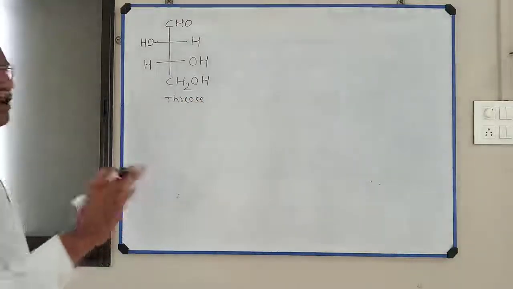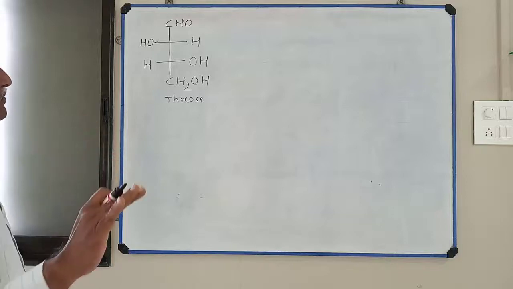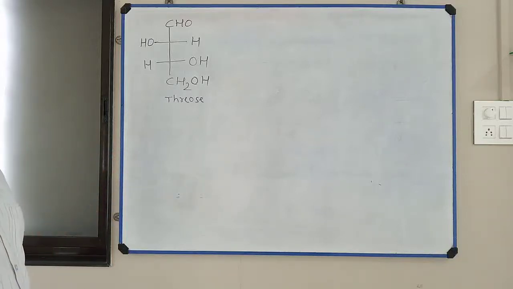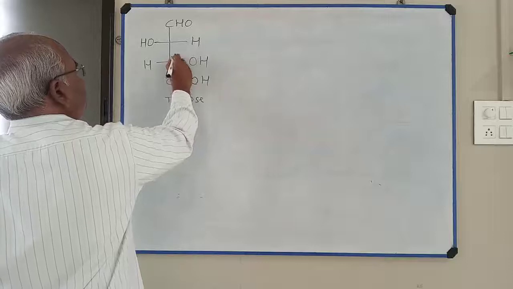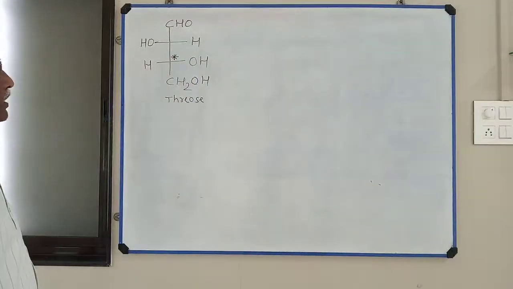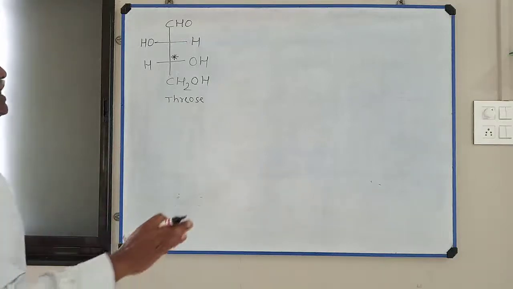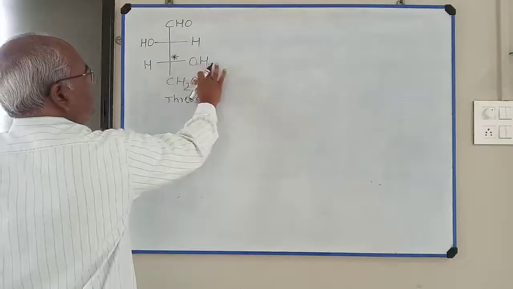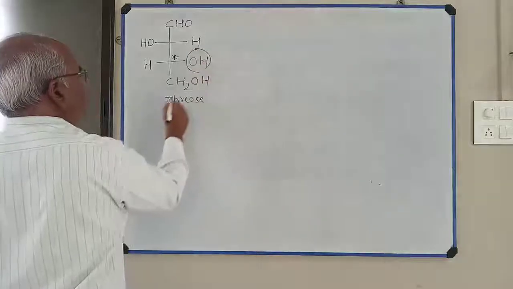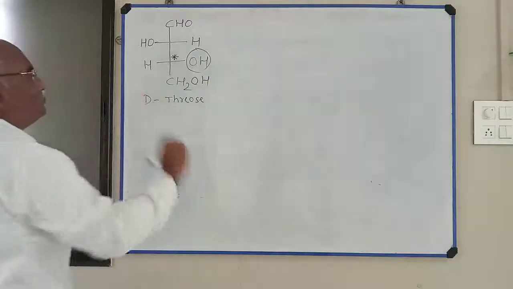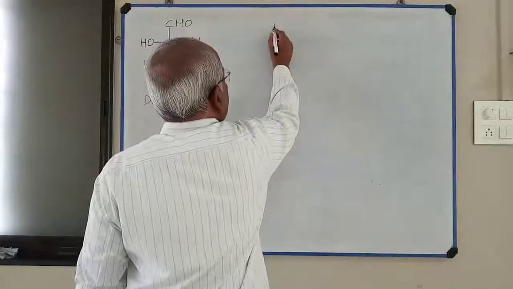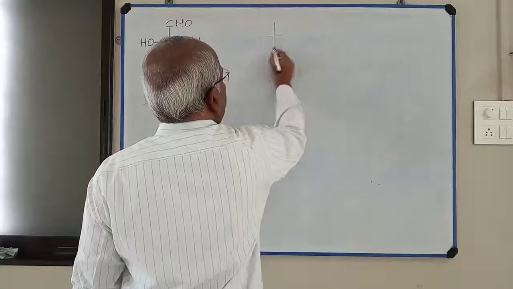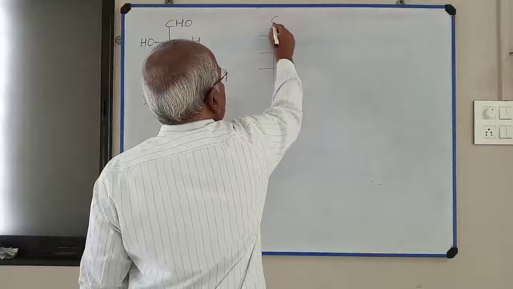You have to assign, or you have to tell, whether it has capital D configuration or capital L configuration. Now you see, this is the lowest asymmetric carbon atom. In the lowest asymmetric carbon atom, the OH group is present on the right hand side. Therefore, it is called D-threose. D-threose.